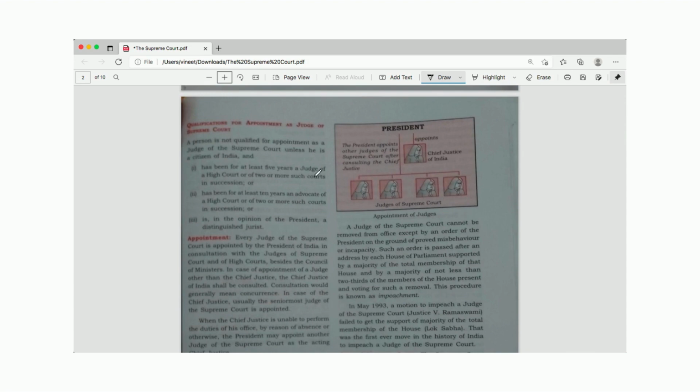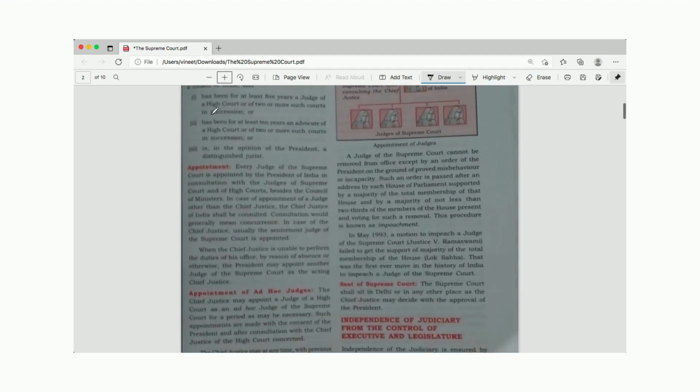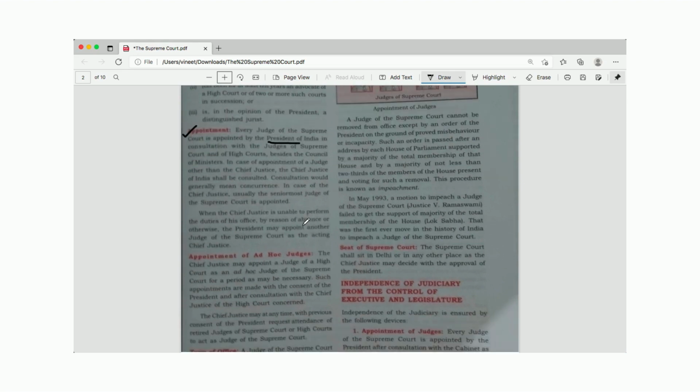Continuing, qualifications for appointment as a judge of Supreme Court. Yes, this is important and a direct question that can be easily asked. So you will do this. Appointment of judges, you will do, because who appoints the judges and with whom does he consult? It's very important that every judge of the Supreme Court is appointed by the President of India in consultation with the Chief Justice of Supreme Court, the judges of Supreme Court, also the Council of Ministers.